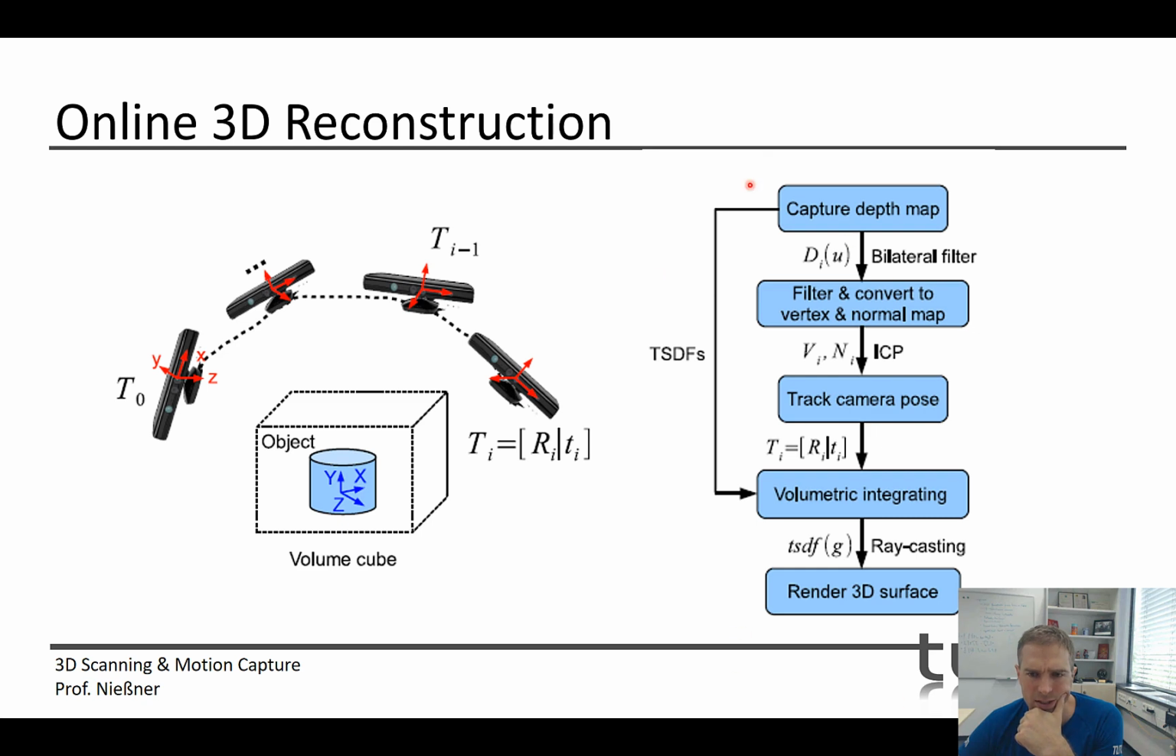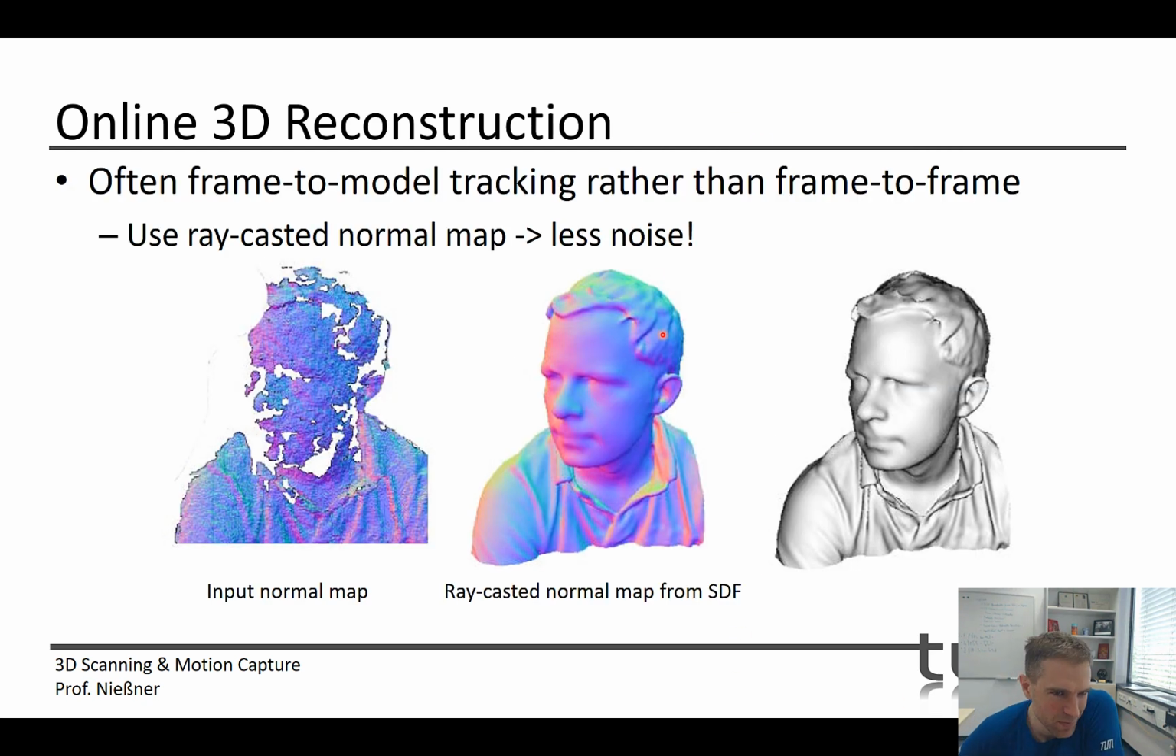Again, right? So this is straightforward. Okay. So often what we're doing, I mentioned this before, is actually frame-to-model tracking here, rather than frame-to-frame tracking, because the normals of our raycasted model are a lot better. They're a lot smoother. You see that this is the normal map that we're getting on the input, and this is the normal we're getting from the raycasted TSDF here. Okay, and here's our reconstruction that we're getting, and that looks pretty good, I would say.